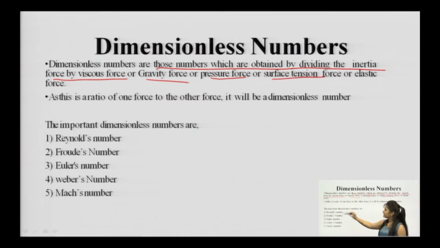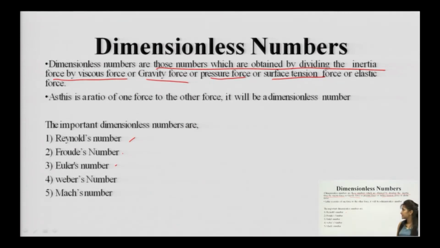If you are dividing inertia by viscous, you get Reynolds, inertia by gravity, Froude, inertia by pressure you will be getting Euler's, and then inertia by surface tension you will be getting Weber's, and then if you see the Mach number, it will be the inertia by elastic force acting in the fluid.